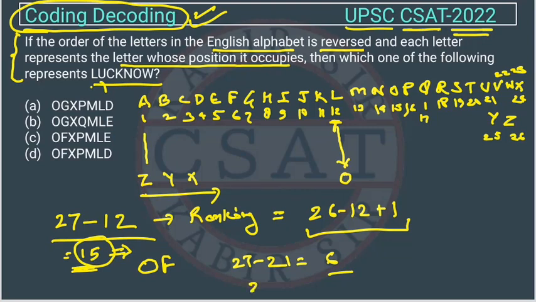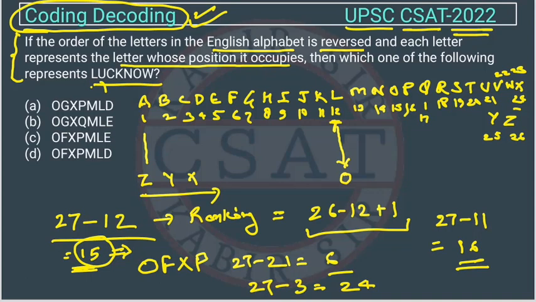C is at position 3. When we reverse it, which letter will be at position 3? 27 minus 3 is equal to 24, and at 24 we have X. Now similarly for K. K is at position 11, so 27 minus 11 is 16, and the letter at number 16 is P. Now similarly we do N. N is 14 here, so 27 minus 14 is equal to 13, and at 13 we have M. So now you can see the answer will be from these two. These cannot be the answer.